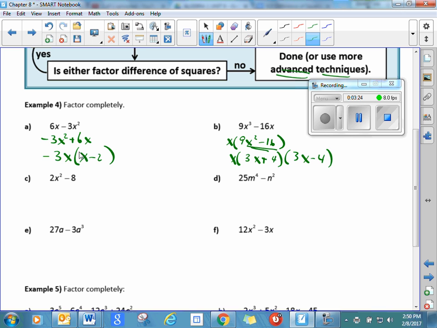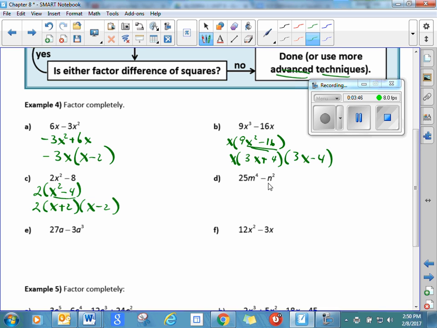All right, let's look at C. Standard form looks okay. What can I factor out? I see a 2. So I'm left with x squared minus 4. This guy can be factored further to (x plus 2)(x minus 2). And once again, at this point, there's nothing else that I can see that I can do.